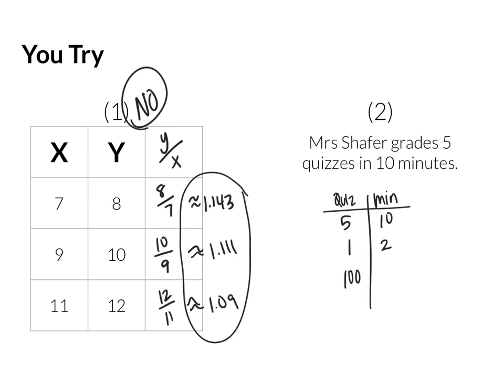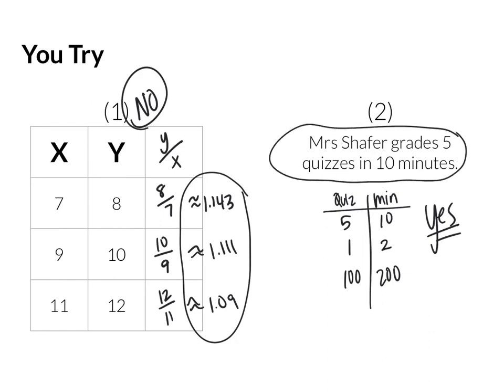So 100 quizzes would take me 200 minutes. Yes, this is a proportional relationship because I can find a unit rate for this, and it continues to show the same ratio of increase. It's always multiplied by 2, no matter how many quizzes and minutes that we're talking about.